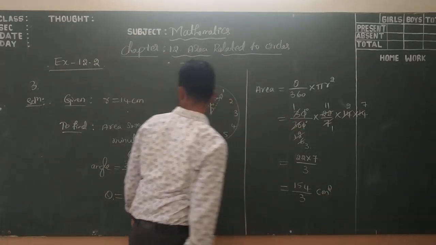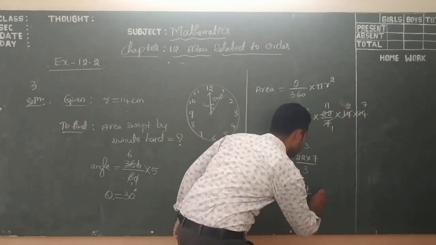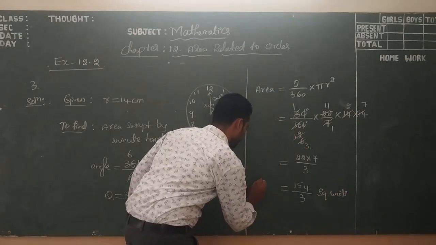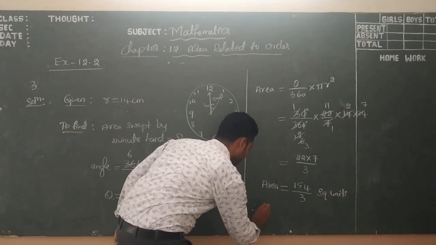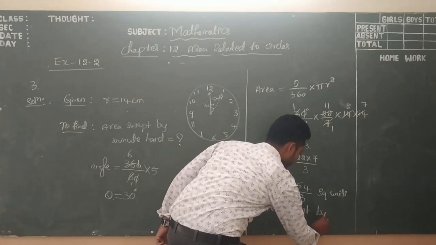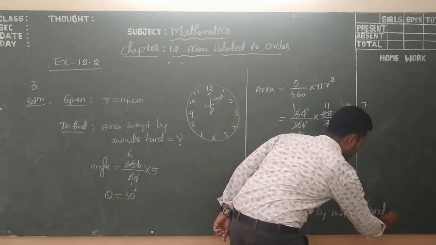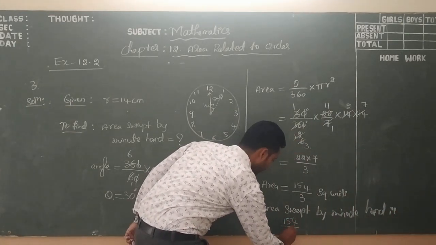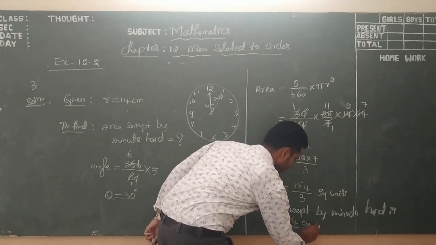You write down square units. So this is the area swept by the minute hand. Therefore, you write down: the area swept by the minute hand is 154 by 3 square units.